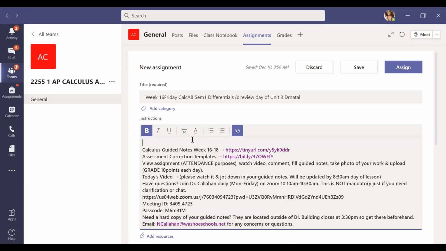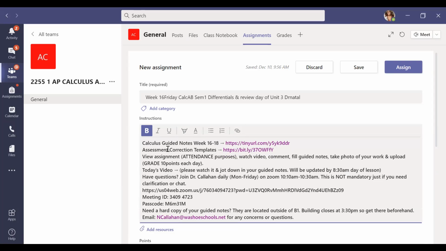So here are your instructions. Your guided notes for week 16 to 18 is right here. Your assessment correction template is right there for any of the assessment from AP College Board on Wednesdays. Some of you guys have emailed me that you've done additional ones or you've turned it in, so thank you for that. I will update your grades accordingly. Make sure you guys view the assignment, watch the video, fill out the guided notes.